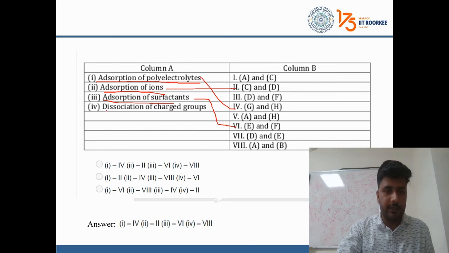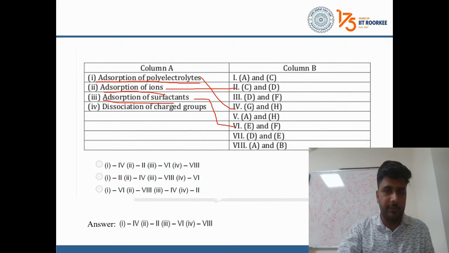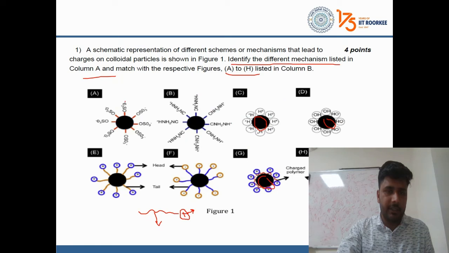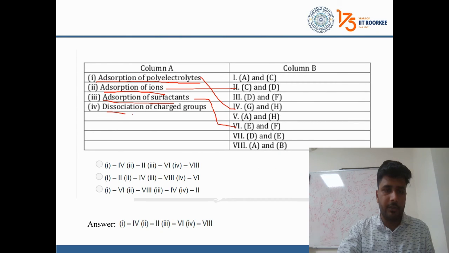The last one is the dissociation of charge groups. A and B are the remaining options, but there are many other options also, so you have to be specific. For the dissociation of charge groups, these are the charge groups SO3 O negative, which carries the minus charge. This is SO3H, which is dissociated into SO3 minus and H positive. Similarly, this is also a dissociation. So this pair deals with the dissociation of charge groups, and A and B will be the correct option for this. You have to select between these three options. The first is fourth, the second is second, so the correct option will be this one.